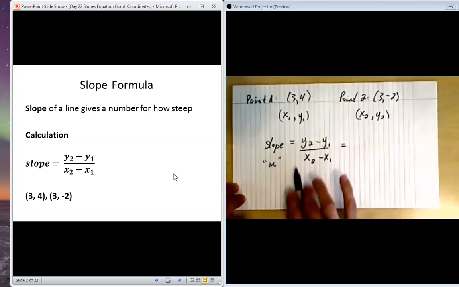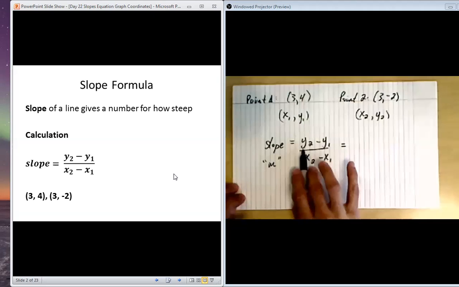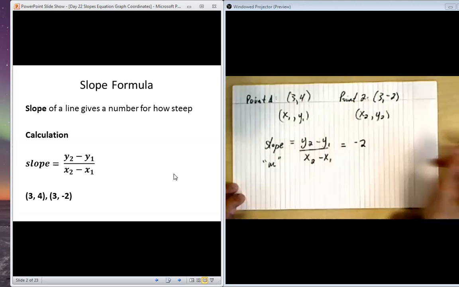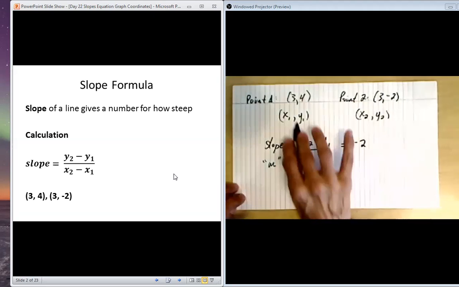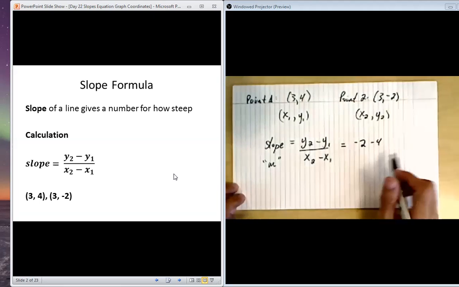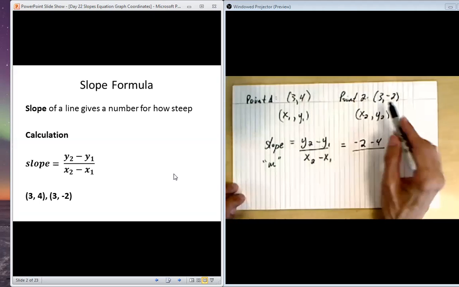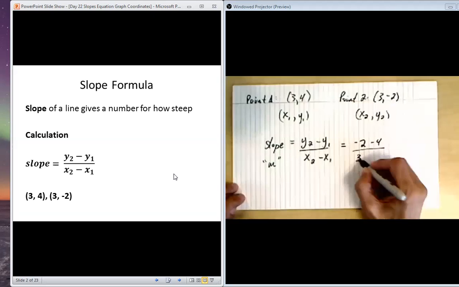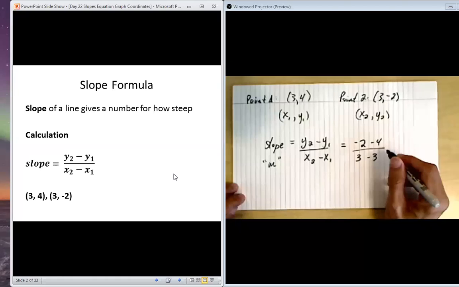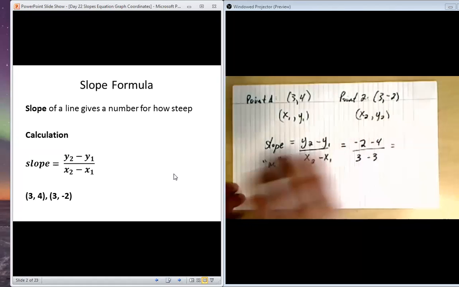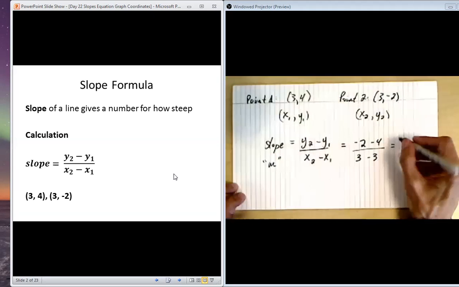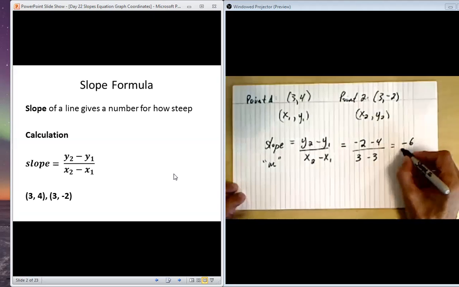Okay, but for y2, what value do we have? -2, right? For y1, what do we got? 4. For x2, what do we got? 3. And for x1, what do we got? Oh, 3 as well. Kind of an odd example to start with, but so there it is. Okay, and so you work it out. You'll get -6 over 0.